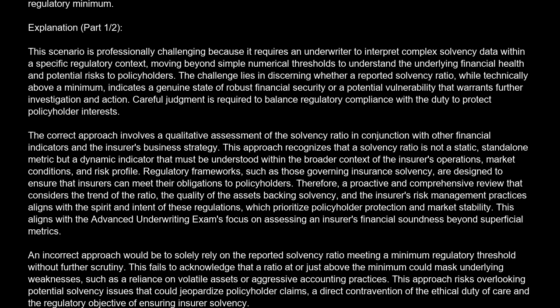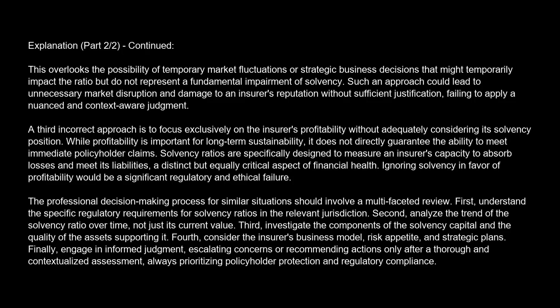Another incorrect approach is to immediately recommend punitive regulatory action based solely on a ratio that has recently declined, even if it remains above the minimum. This overlooks the possibility of temporary market fluctuations or strategic business decisions that might temporarily impact the ratio, but do not represent a fundamental impairment of solvency. Such an approach could lead to unnecessary market disruption and damage to an insurer's reputation without sufficient justification, failing to apply a nuanced and context-aware judgment.